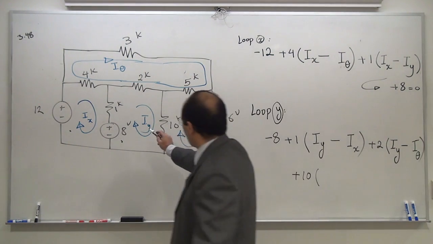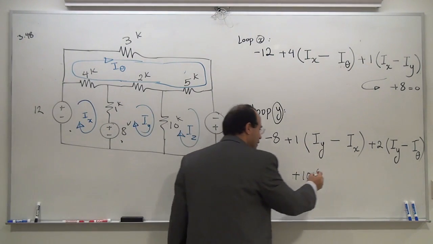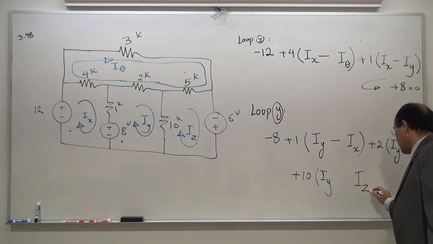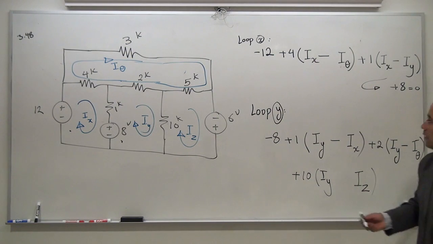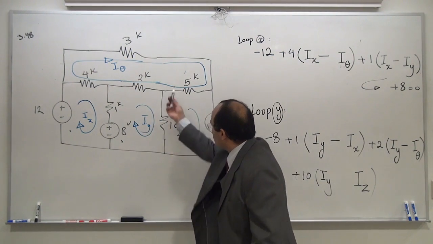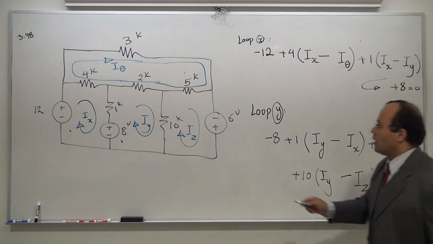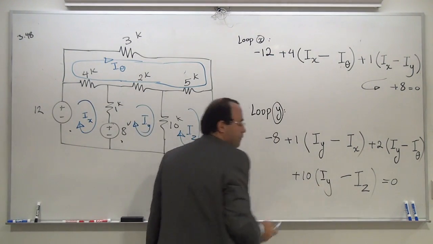This 10K is shared between these two loops. Iy is obviously still the leader. Iz is the follower, and I need to know how they interact. Iy is coming from top to the bottom, and Iz is going this way. So it's going to be Iy minus Iz equal to 0. I covered all the components: 1, 2, 3, 4.